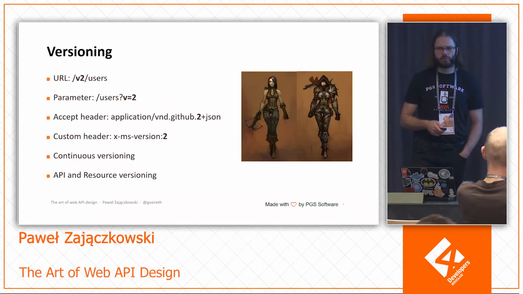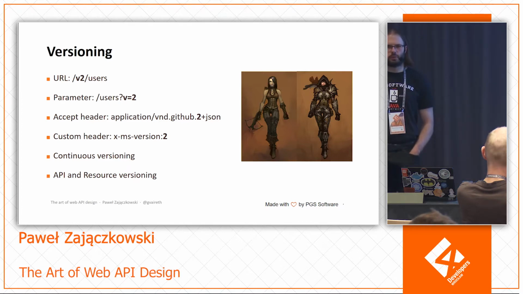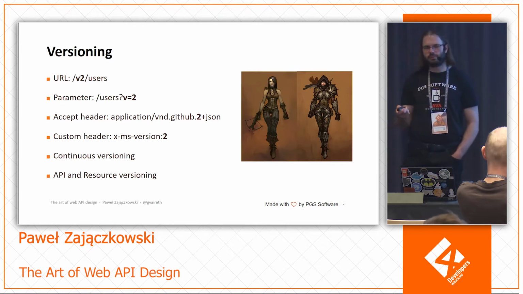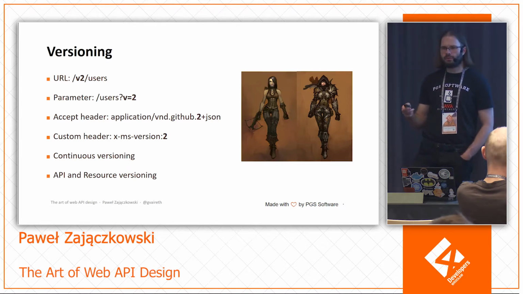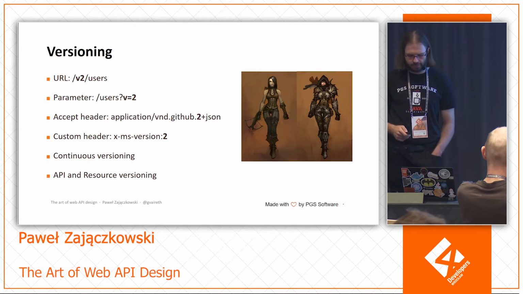And we also need to remember that the version of the API and the version of the object are 2 different things. So we can have the same object accessible through different versions of the API, and also different versions of the object accessed from the same version of the API.